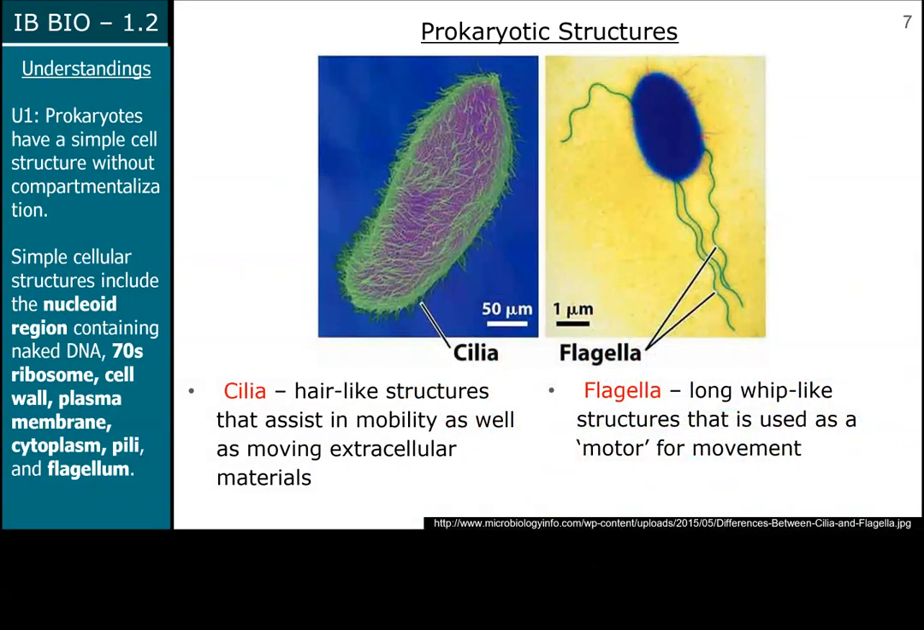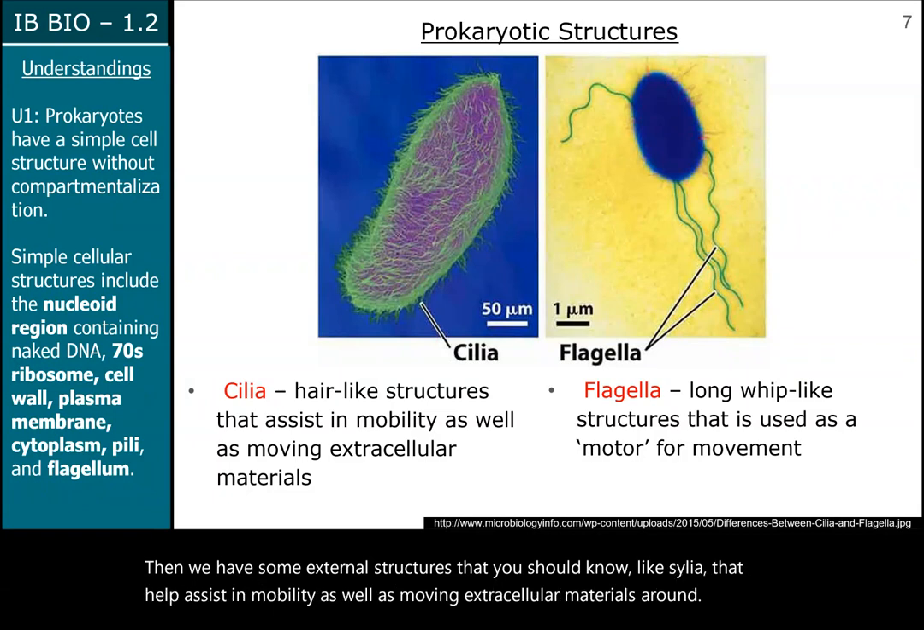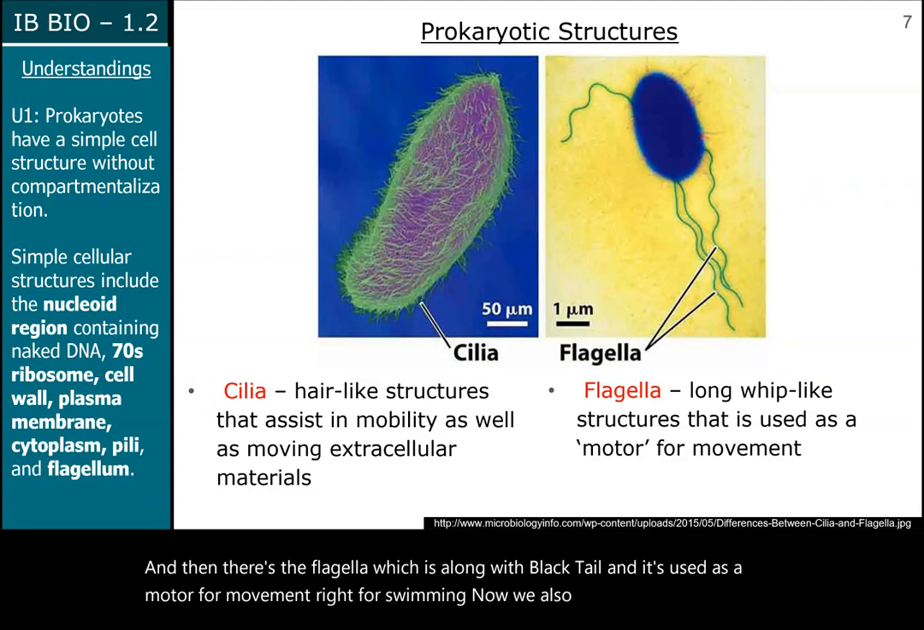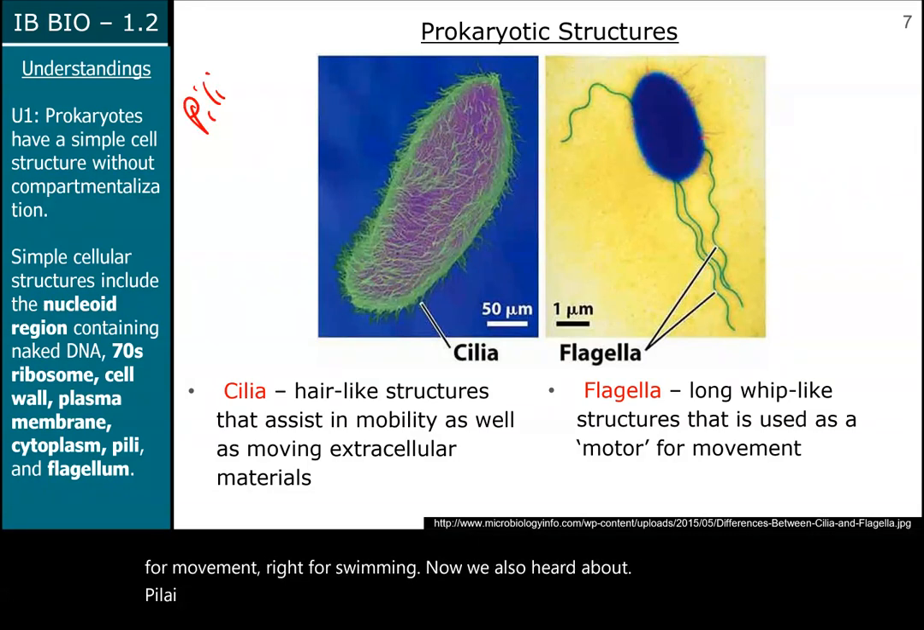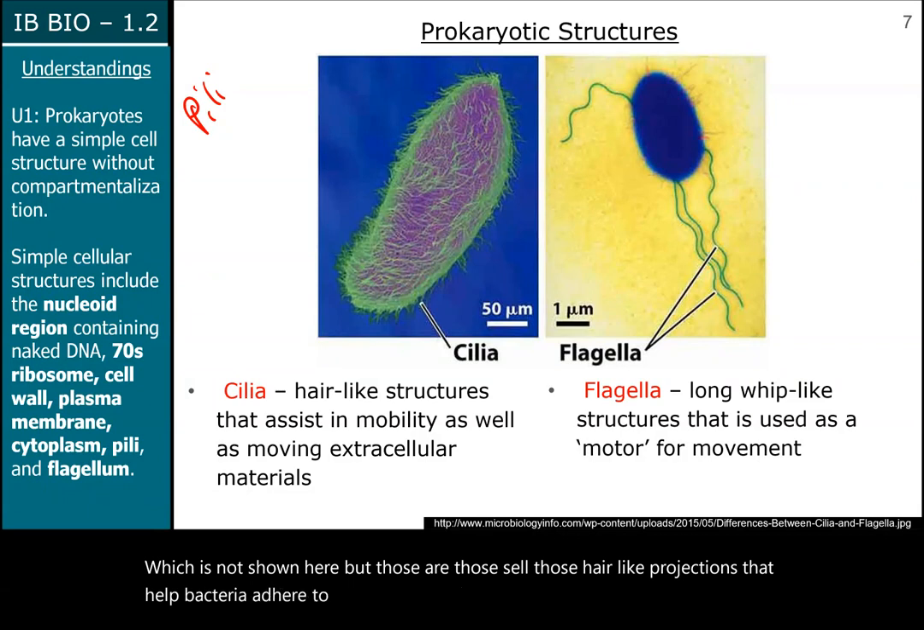Then we have some external structures that you should know, like cilia, that help assist in mobility as well as moving extracellular materials around. And then there's the flagella, which is a long whip-like tail, and it's used as a motor for movement, for swimming. Now, we also heard about pili, which is not shown here, but those are hair-like projections that help bacteria adhere to other surfaces.